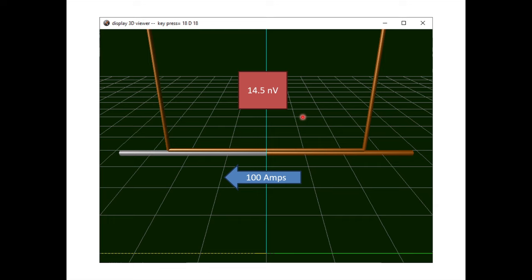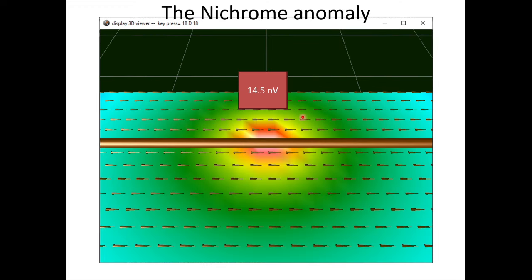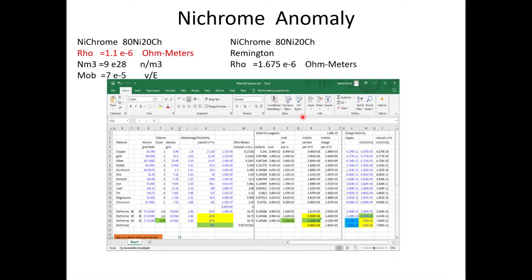But now the more interesting thing happens when I insert the sensor plane between the junction and the pickup plane and zoom in. And look at this. The arrows are going in the wrong direction. And this is what I'm calling the nichrome anomaly. Because one thing I've noticed is that the published values for nichrome are off. They don't make any sense.